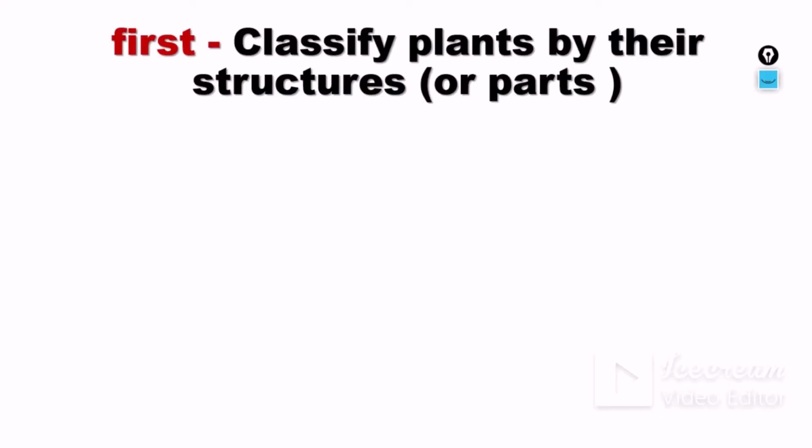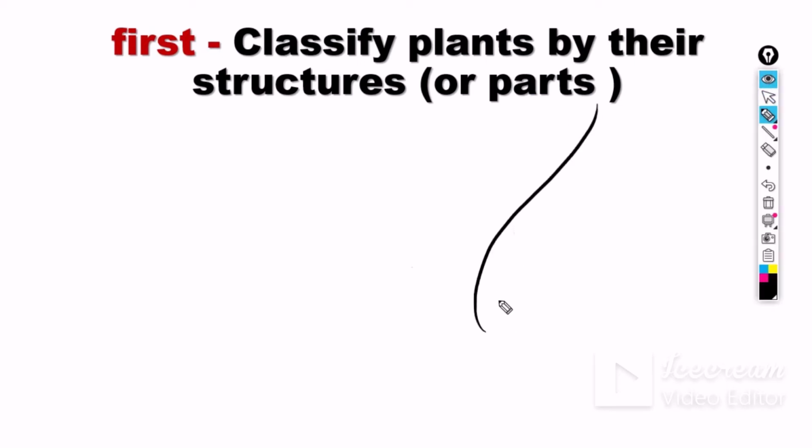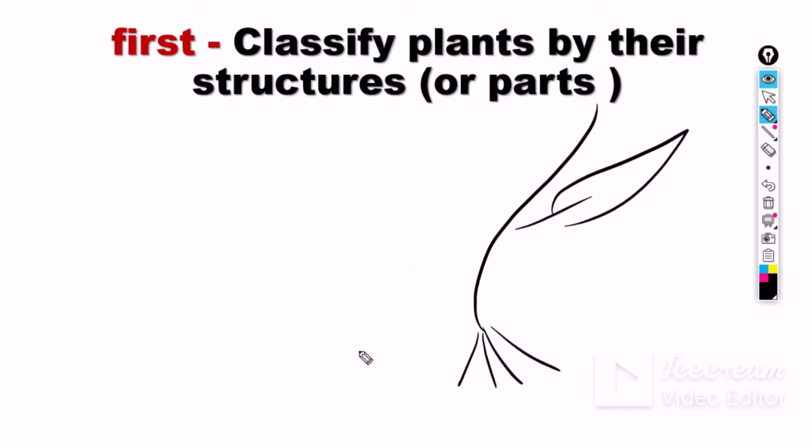The first way to classify plants is by their structure. When I speak about structures, I mean the plant parts. Of course, you know that most plants have a stem, leaves, and roots, and each part has some job or function to do. But that is most plants, not all plants. Some plants have flowers, and some don't. Anyway, the first way to classify plants is by their structures.